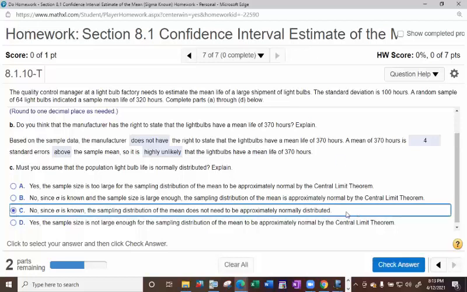Yeah. What am I? No, the original population. Excuse me. No, the original. It isn't one of the no's. It should be. This should be this.